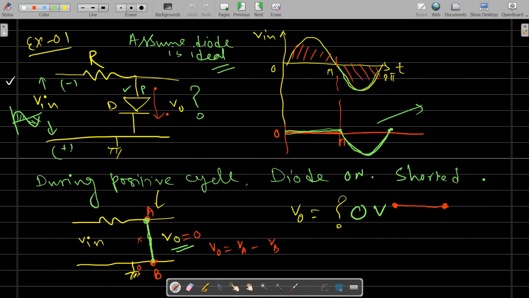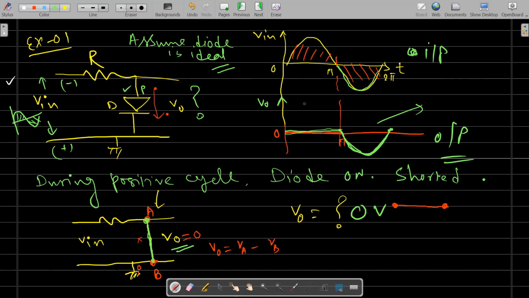So if we draw the sketch for the negative cycle, pi to 2 pi section, the output will be just like your input signal. So this is your V naught and this is your V in. This one is your input, and this one is the output waveform. So this is the operation of a clipper circuit.